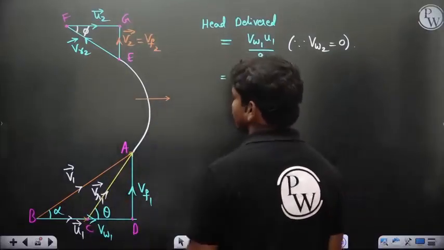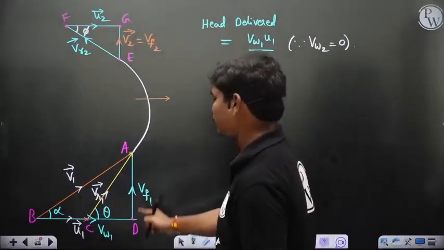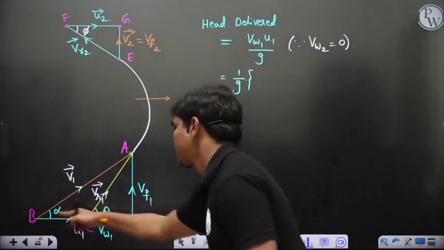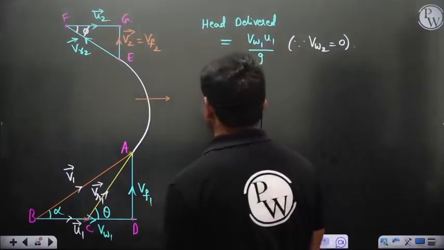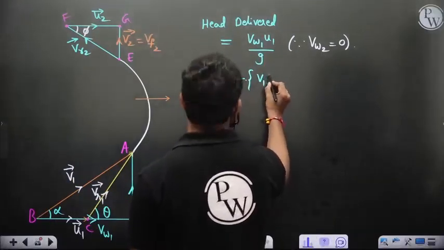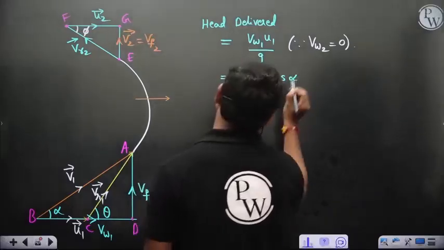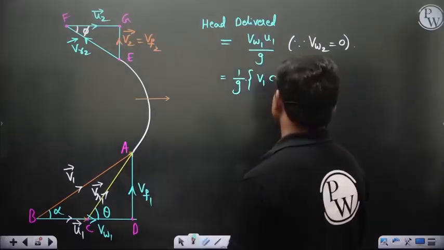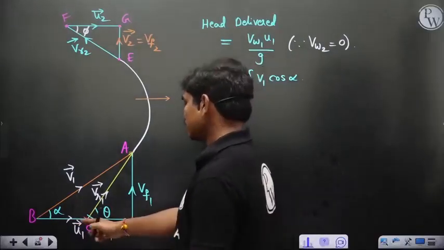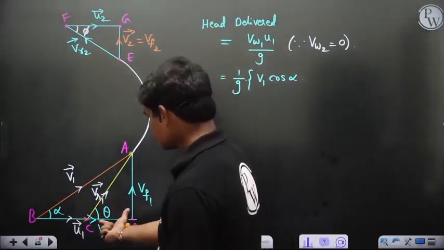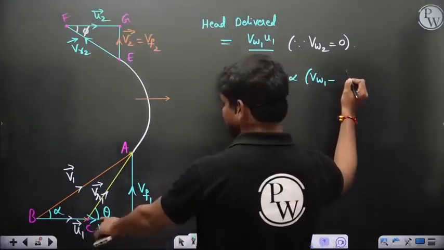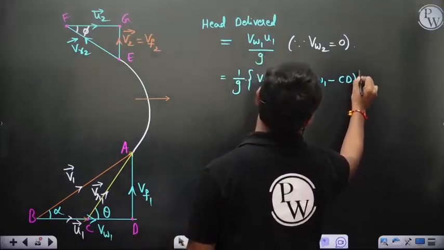Let's write it in terms of VF1, okay. So VW1 can be written as V1 cos alpha, okay. So V1 cos alpha is VW1 into U1. So what about U1? U1 is this component, which is VW1 minus this fellow CD. So CD is what we can write as of now.